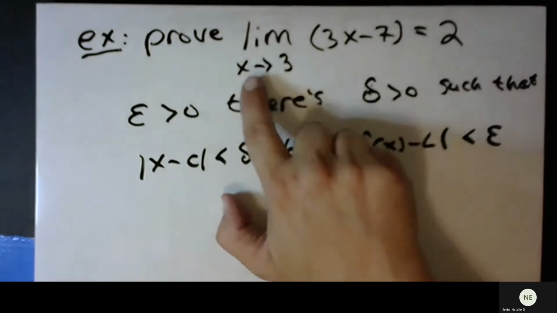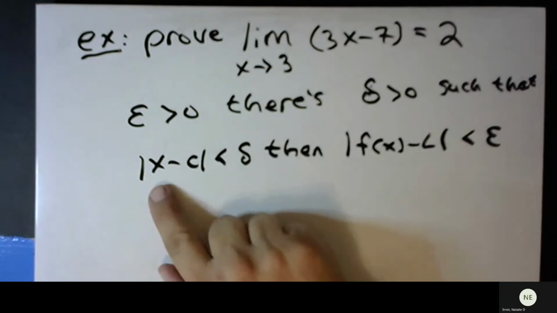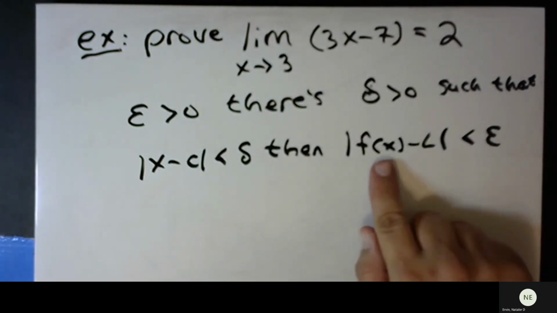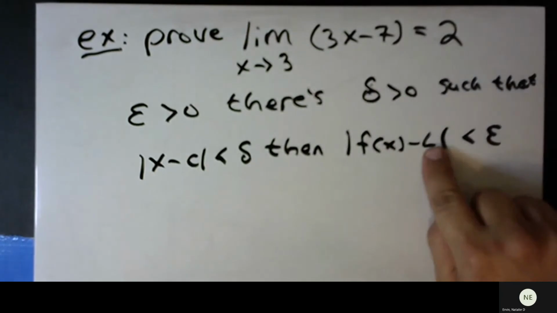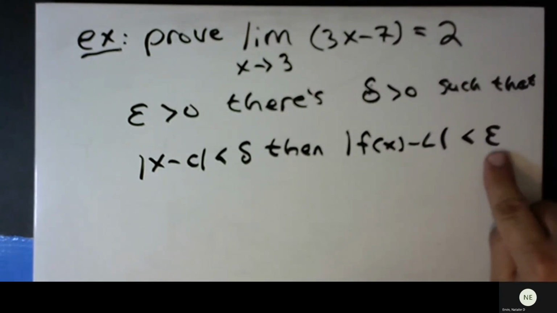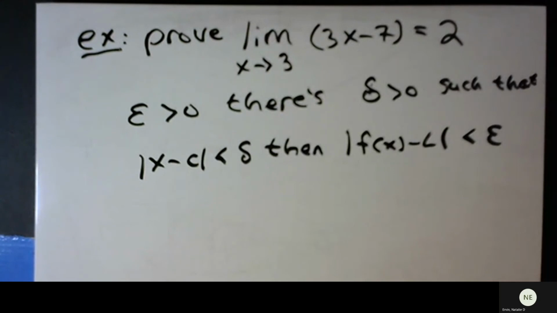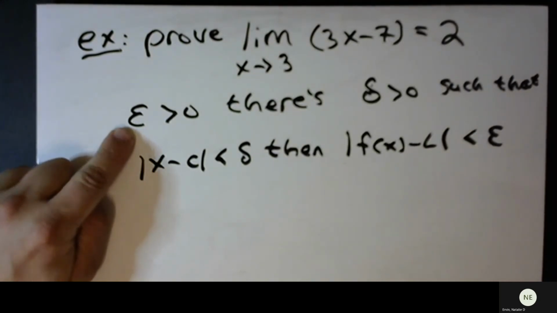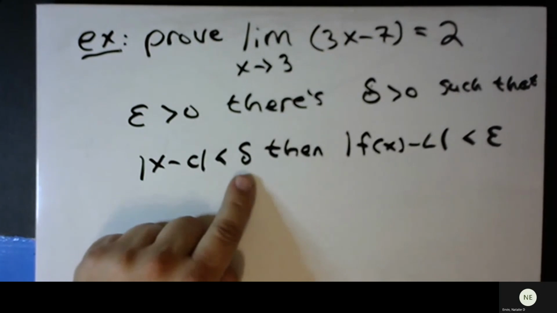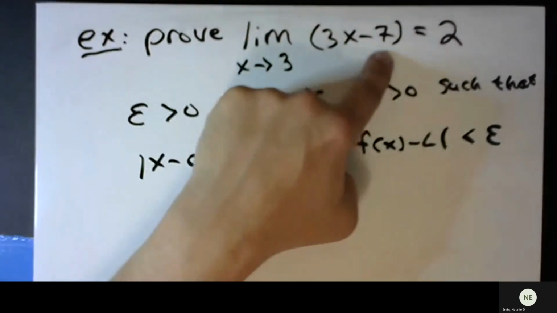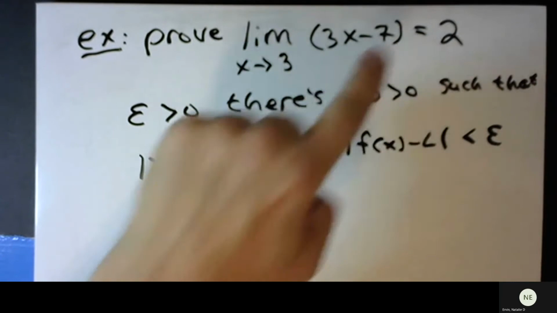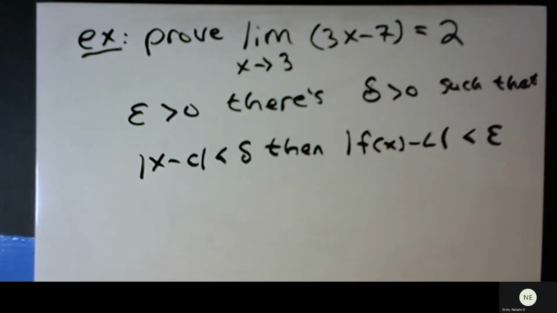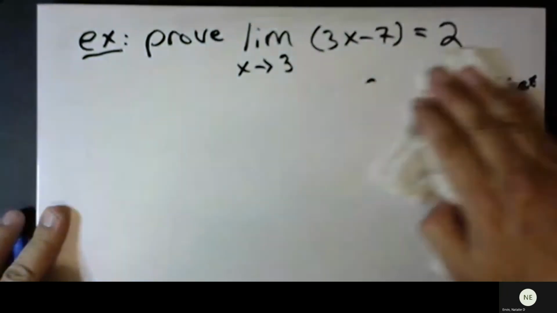So basically, if we get x close enough to 3, or the distance between x and 3 is small, then the distance between f of x and the limit is also going to be small. So this is arbitrary. We get to make this as small as we want. So let's try to find the delta. If we want to get 3x minus 7 as close to 2 as we want, then how close does x need to be to 3? So let's find that delta value.